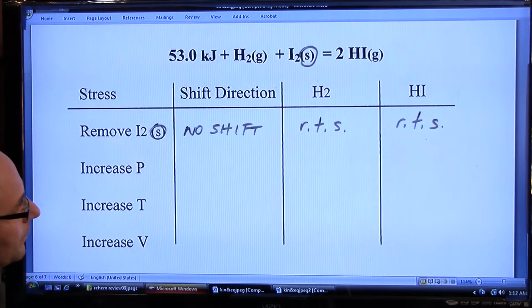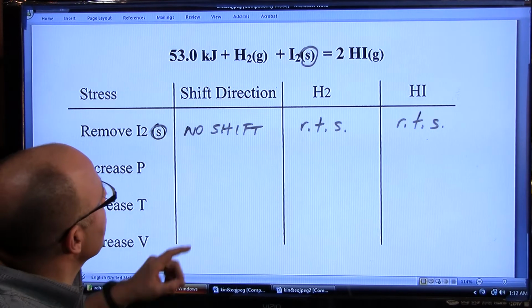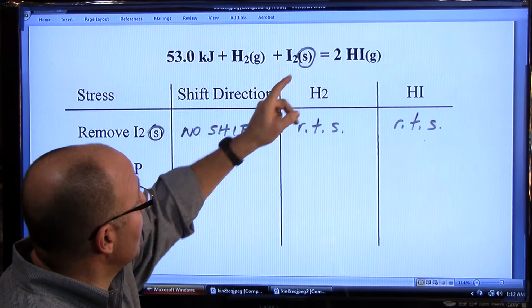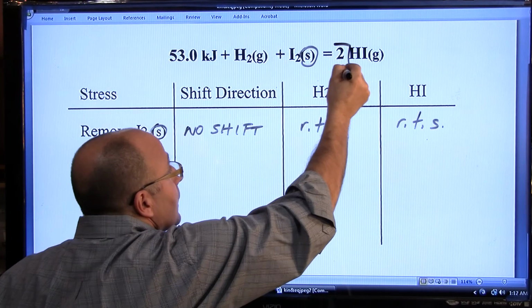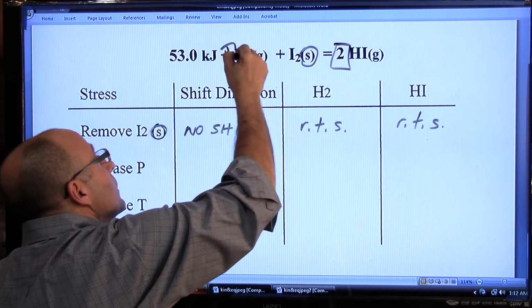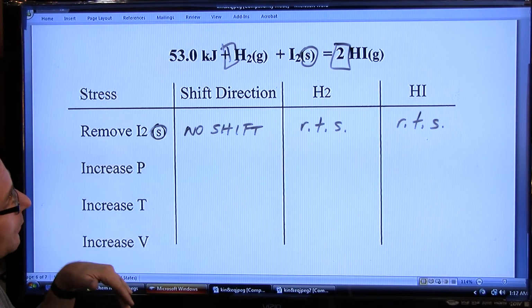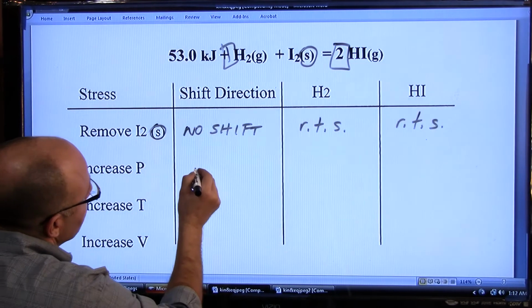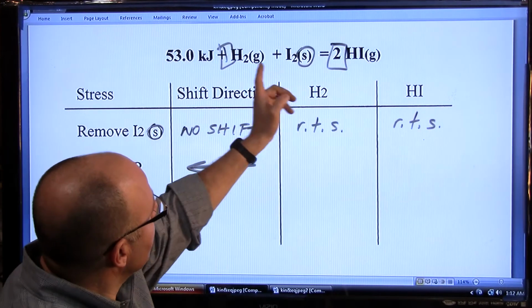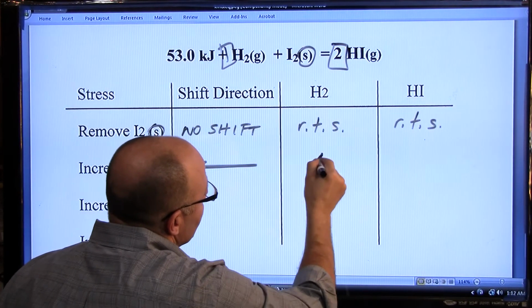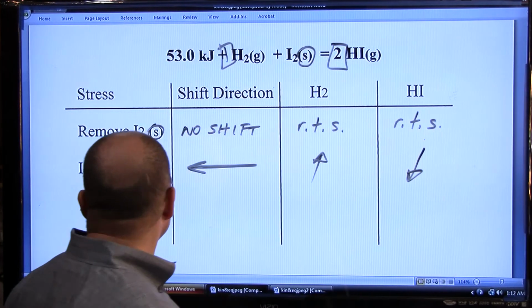Then increasing pressure. Well, if you're going to increase pressure, again, you're going to have to count moles of gas, and only gas, so don't be fooled by the solid again. So there's 1 mole on this side, and there's 2 on this side. There's 1 H2 here. So an increase in pressure will shift to the side where there's less moles of gas. In this reaction, that would be to the left, which means everything on the left side, the H2s on the left, will increase. Everything that's on the right side will decrease.